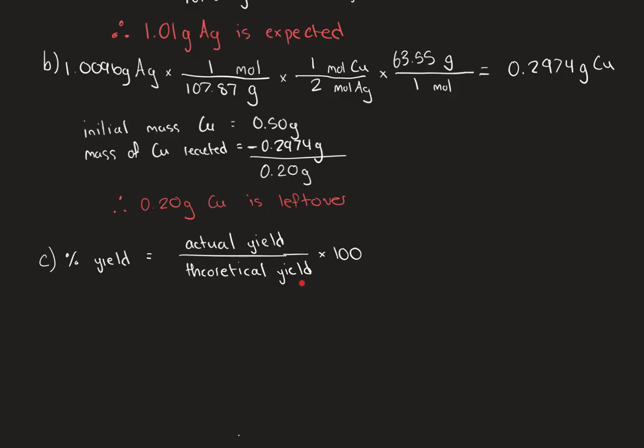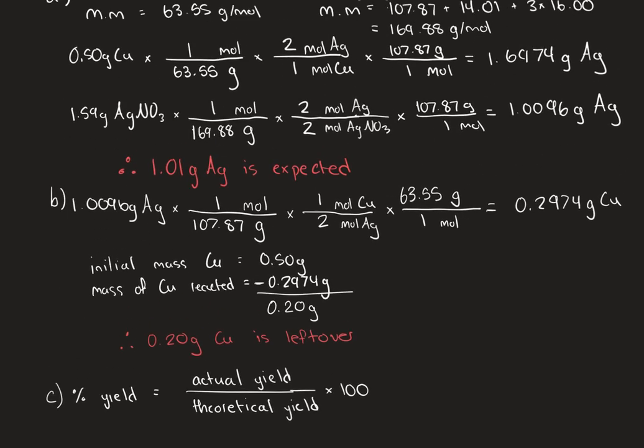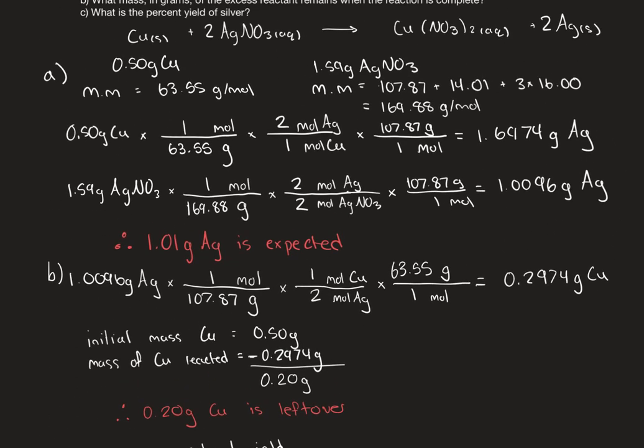So the theoretical yield, which we have already calculated, is the hypothetical yield that we would isolate in the lab. So if we scroll up, we determined that the expected mass of silver would be 1.0096 grams.